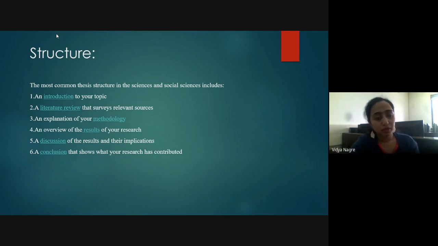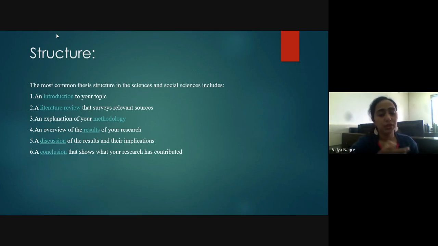Then comes methodology, which is highly important to consider when we talk about research writing. Methodology explains your way of research, how you are going to conduct research, by which methodology. So is it a qualitative study or a quantitative study, or are you going for field work?